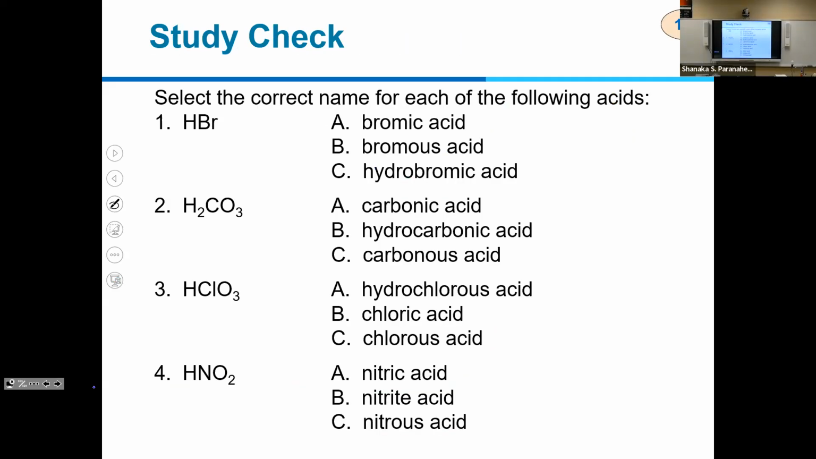So let's quickly go over the answers for these. Okay, HNO3. The last one, let's transform it into HNO3. HBr, what is the name? Hydrobromic. So it starts with hydro. H2CO3, what is the name? Carbonic, no hydro, because it's a polyatomic ion ending with ate. So carbonate transforms into carbonic acid. Next one, HClO3, chlorate transforms into chloric acid. That is B. Let's change the last one into HNO3 because I didn't give you NO2. So HNO3, nitrate transforms into nitric acid.